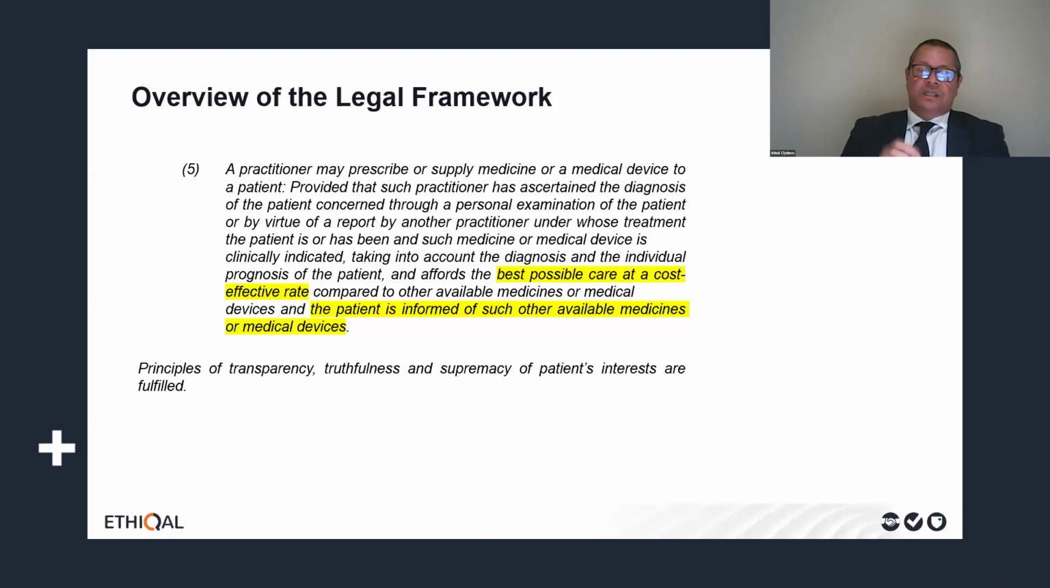Again, what I use this ethical rule to illustrate is that it gives life and meaning to the principles of transparency, truthfulness, and the principle of beneficence, being that the interests of the patient are supreme. Thanks, JP.